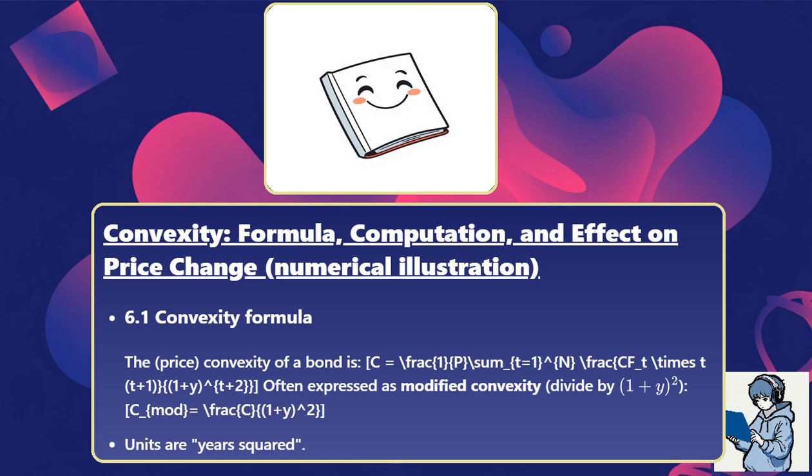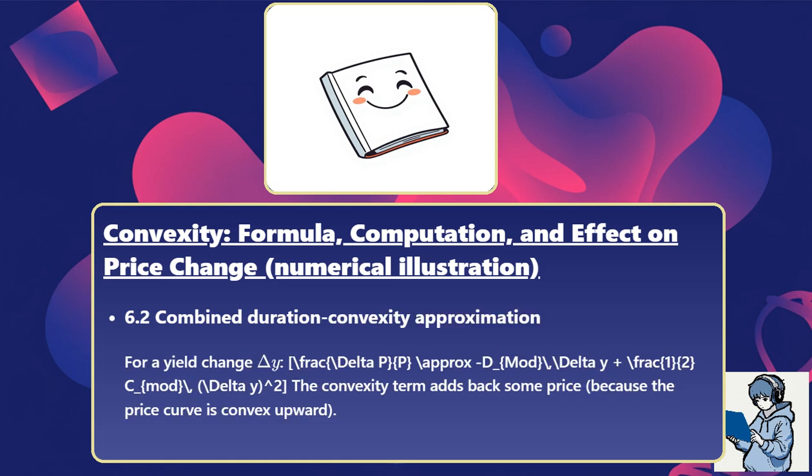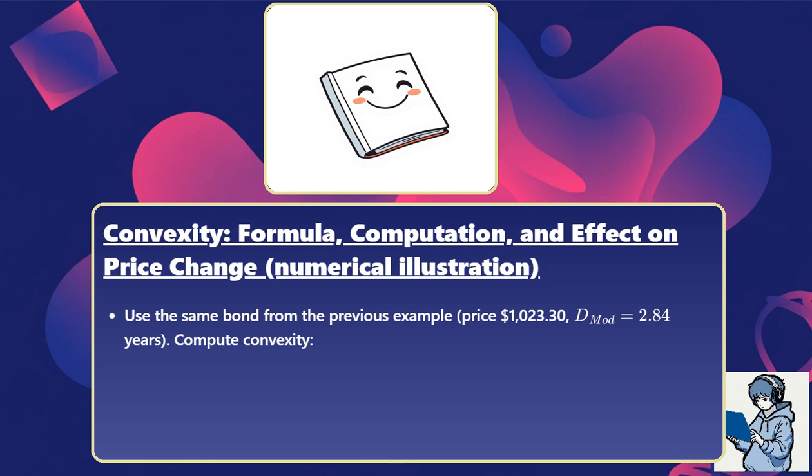Units are years squared. Delta P divided by P approximately equals negative D mod times delta Y plus 1/2 times C mod times delta Y squared. The convexity term adds back some price because the price curve is convex upward. Use the same bond from the previous example. Price $1,023.30, D mod equals 2.84 years.